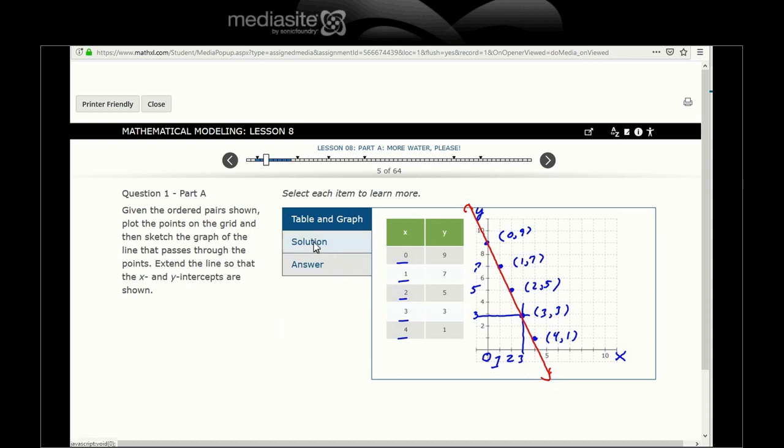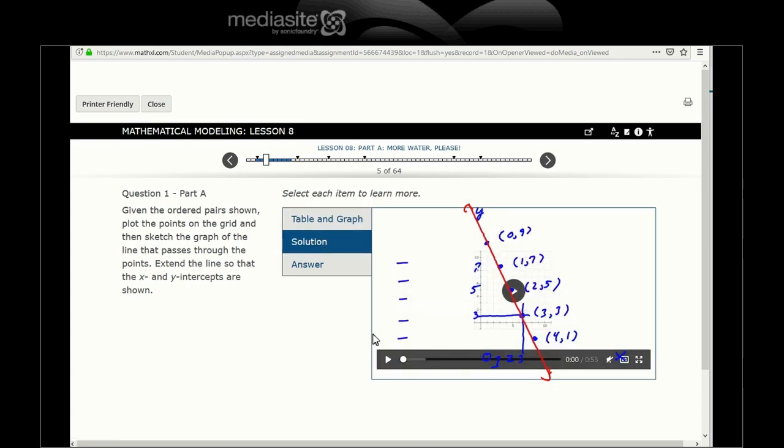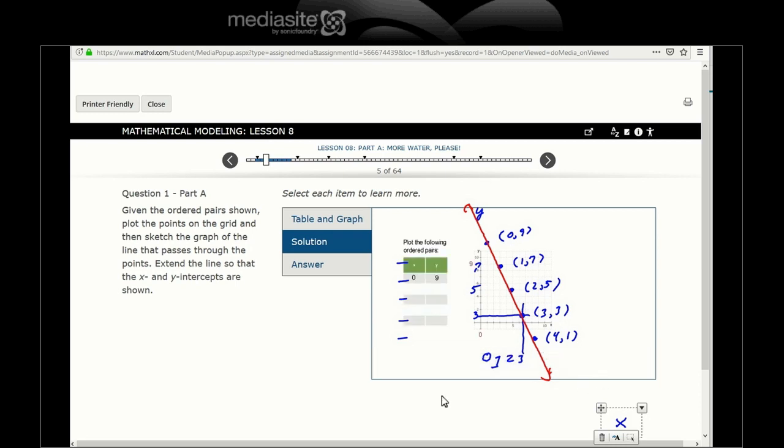So, solution. And I can't figure out how to get the sound to work on this, but basically, it's going to show the same thing I did. Start plotting the points, applying points, drawing a line.